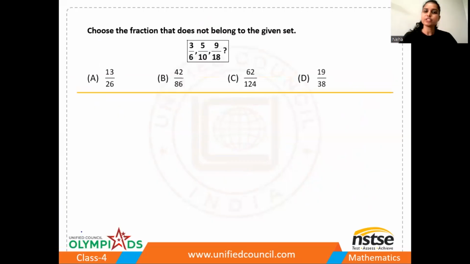Alright. Now the next one. So this is your next question, my dear student. Choose the fraction that does not belong to the given set. A set is given here, and the set is 3 by 6, comma, 5 by 10, comma, 9 by 18, comma, and we have to find the next fraction which comes here.